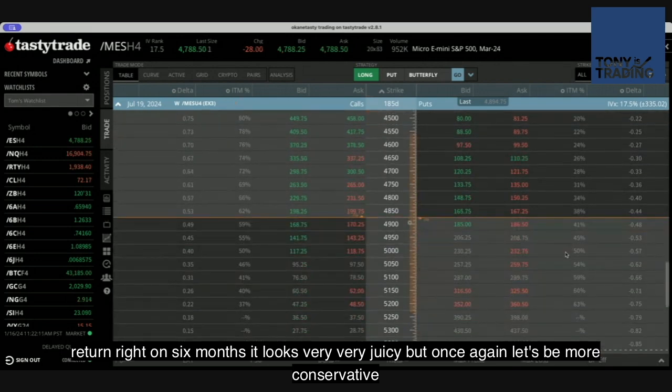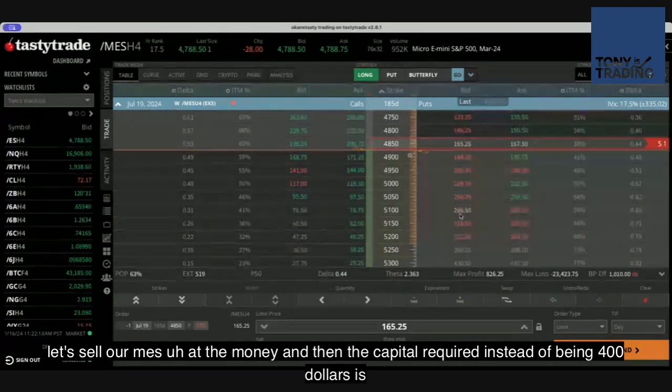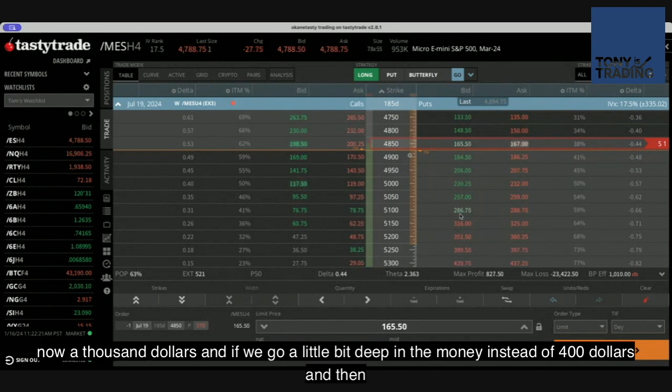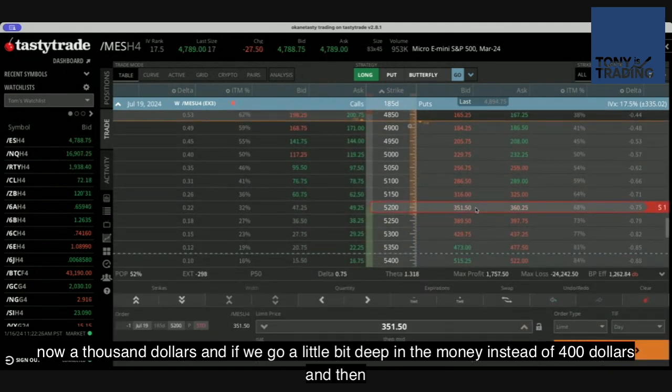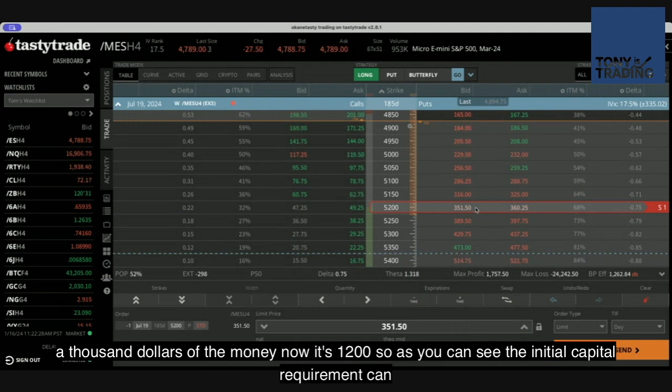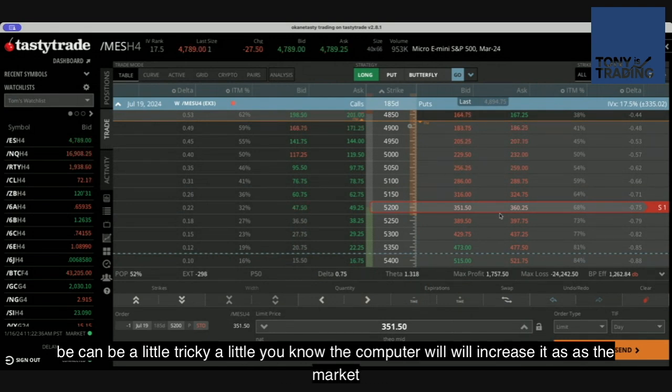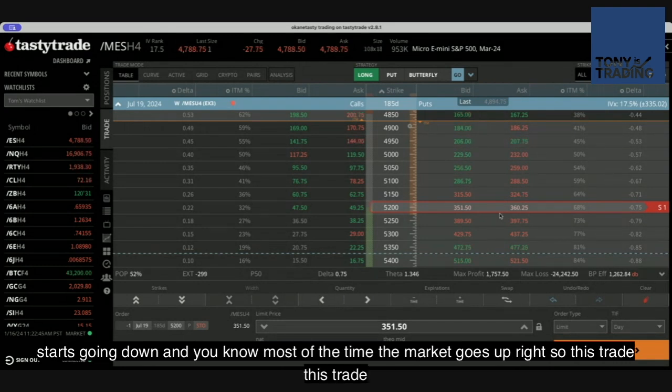But once again, let's be more conservative. Let's sell our MES at the money, and then the capital required, instead of being $400, is now $1,000. And if we go a little bit deep in the money, instead of $400 and then $1,000 at the money, now it's $1,200. So as you can see, the initial capital requirement can be a little tricky, the computer will increase it as the market starts going down.